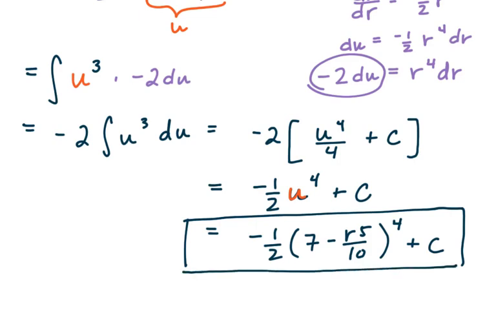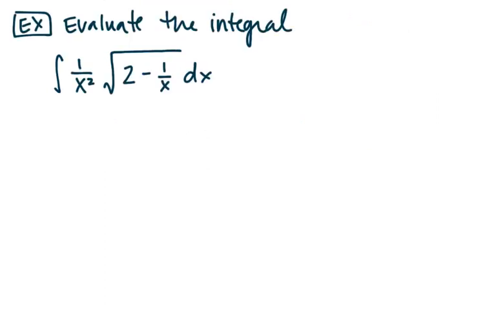So hopefully you're starting to get the hang of u-substitution and determining how to choose your u value. Let's do one more example in this video. So here we have the integral of 1 over x squared times the square root of the quantity 2 minus 1 divided by x, integrating with respect to x.